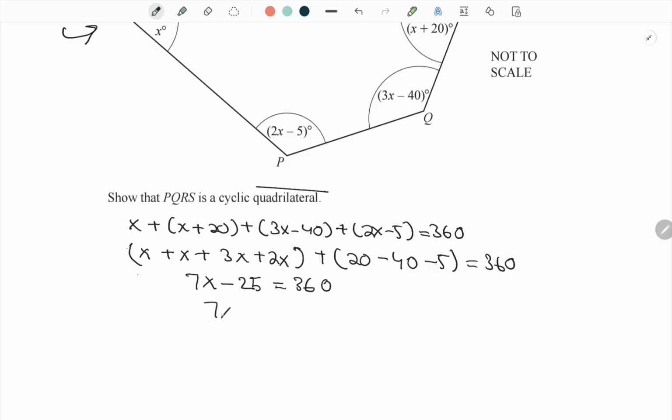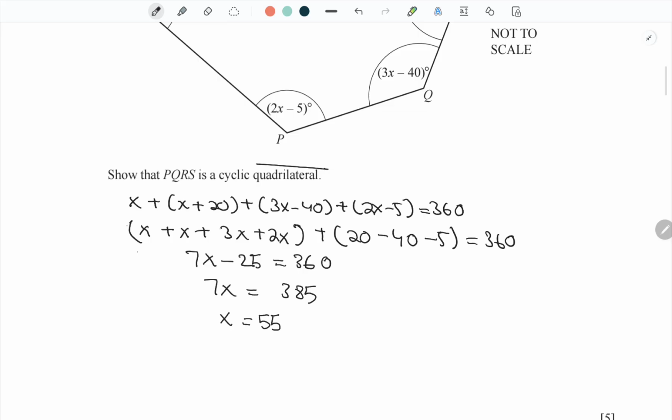So 7x, this negative 25 is moving to the other side and should be added to 360, so we get the value 385. Now we divide 385 by 7, so we get the value of x, that is 55, right?